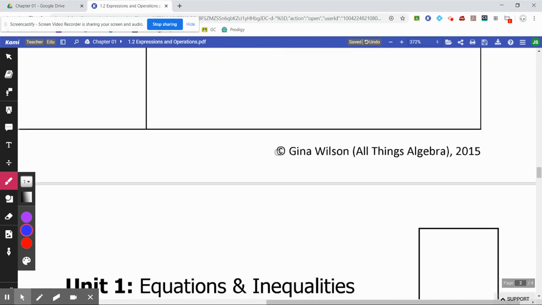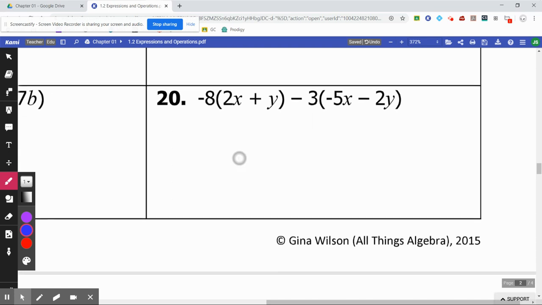And the last one. Distribute negative 8. Negative 8 times 2x is negative 16x's. A negative 8 times a positive would be a negative. 8 times y is 8y. Distribute negative 3. Negative times a negative is a positive 15x's. And a negative times a negative is a positive 6y's.